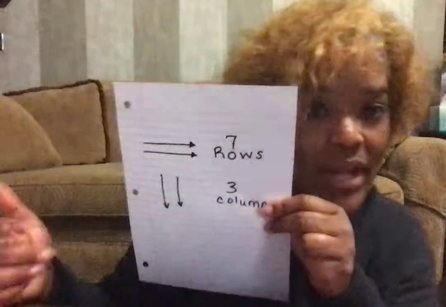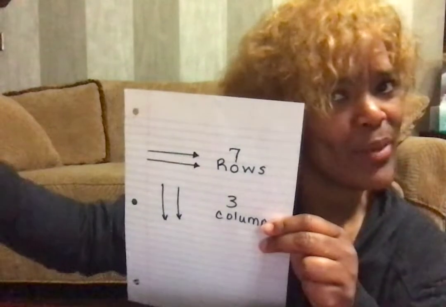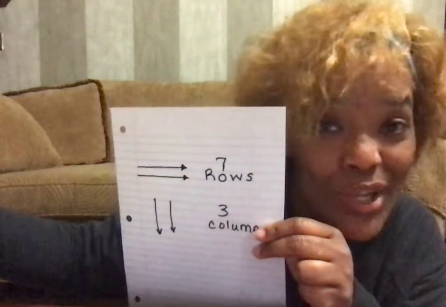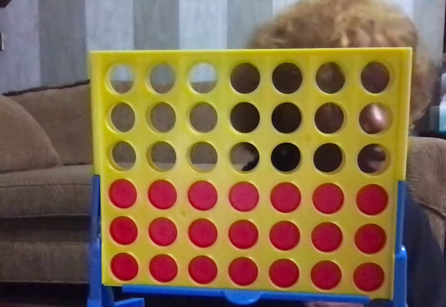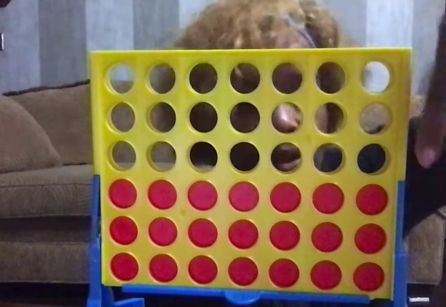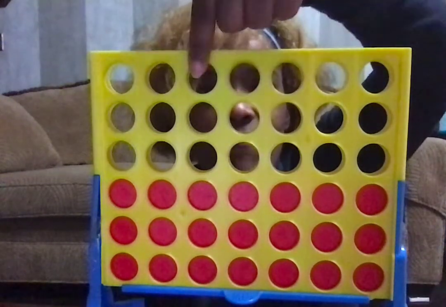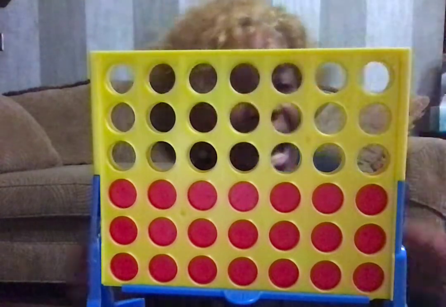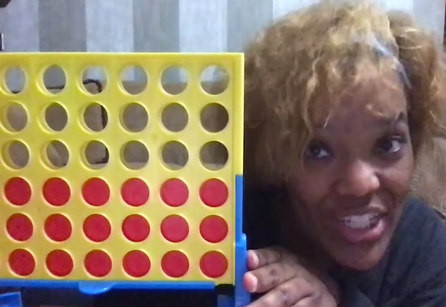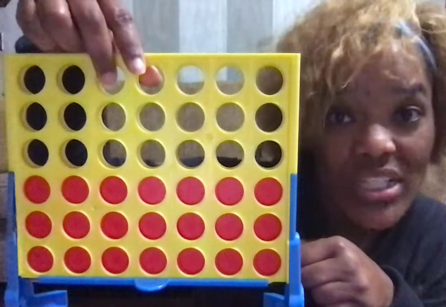Boys and girls, guess what I'm going to do? I'm going to count by 3s. Who knows how to count by 3s? I know we count by 2s all the time, but we can also count by 3s. I'm going to do it now. 3, 6, 9, 12, 15, 18, 21. I have 21 checkers. 3 rows and 7 columns equals 21 checkers.